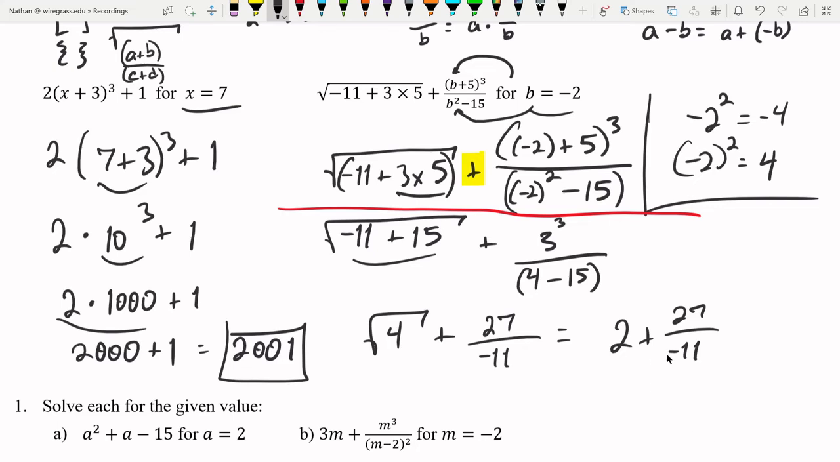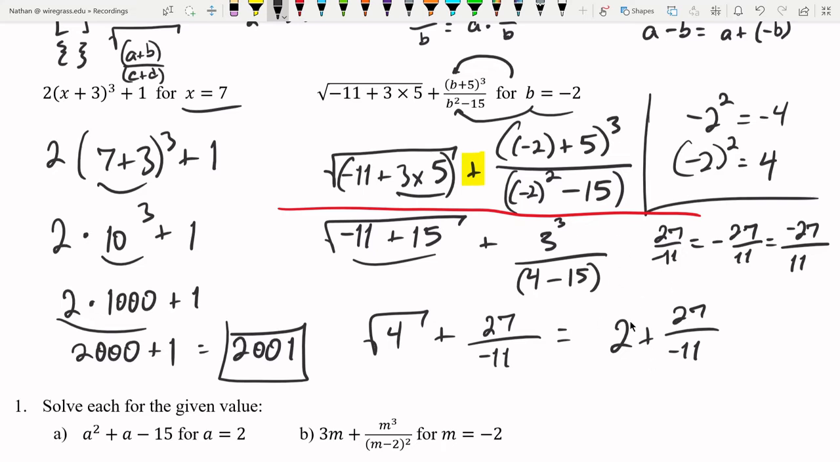I can actually bring this negative out in front because the negative on a fraction can move to the top or the bottom. 27 over -11 is the same thing as -27 over 11, which is the same thing as -27 over +11. You can move it around because everything that's happening in this fraction is multiplying or dividing. And a -1 multiplying or dividing anywhere will always be -1.